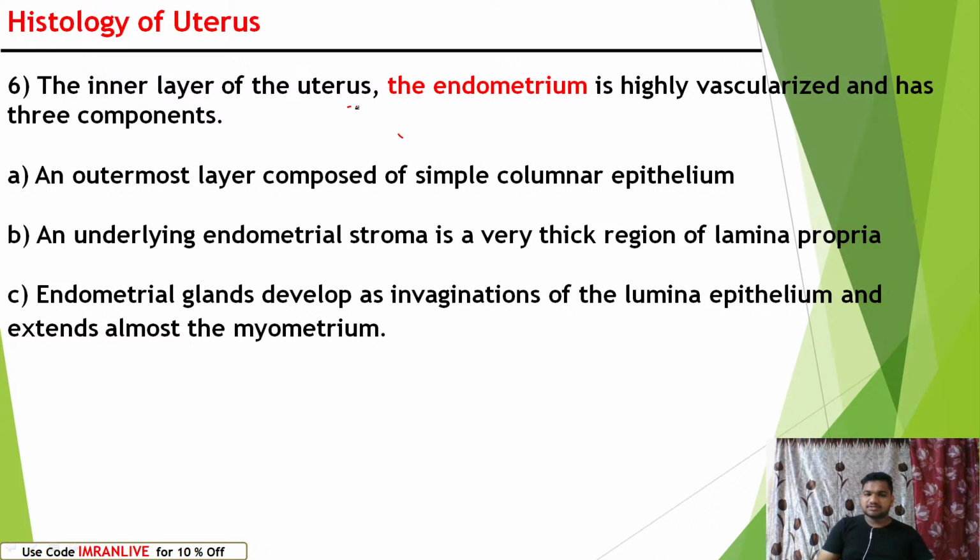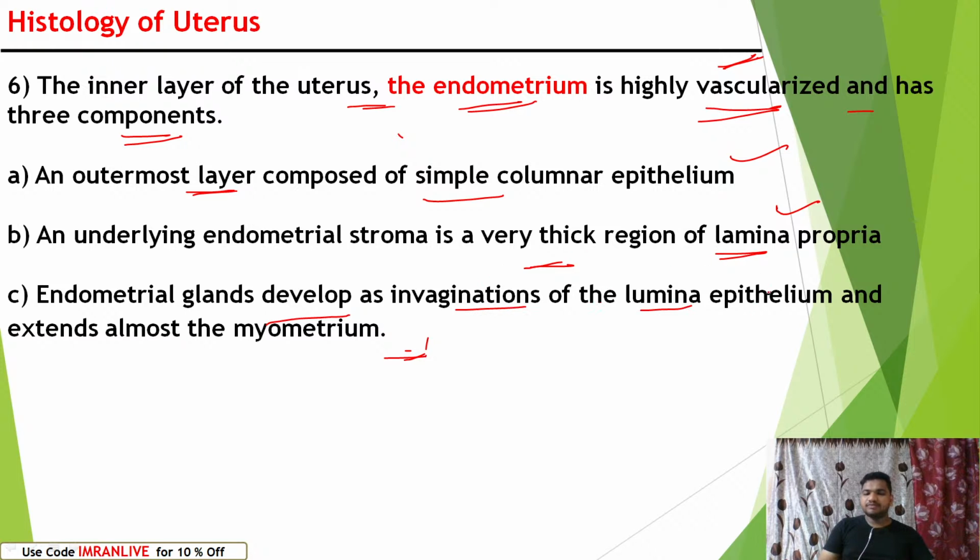The inner layer of the uterus, called endometrium, is highly vascularized, which means it has a very good blood supply, and has three components. The outer layer is composed of simple columnar epithelium. An underlying endometrial stroma is a very thick region. It has a lamina propria. Endometrial glands develop as invaginations of the luminal epithelium and extend almost through the endometrium. It's very simple. When we discussed tissues, they were clearly explained, like lamina propria and columnar epithelium, right?